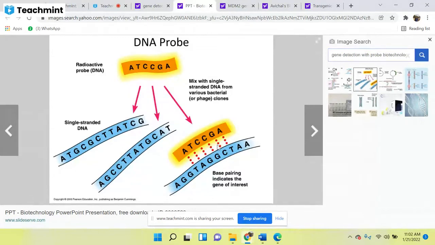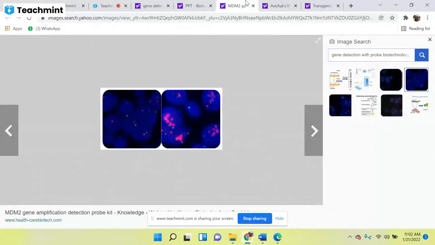When it is removed, then what will happen? Under certain conditions, under certain detection procedures, we will not find anything. Means this kind of tissue we will get. No pink color signal will be found, because this probe will be washed off.